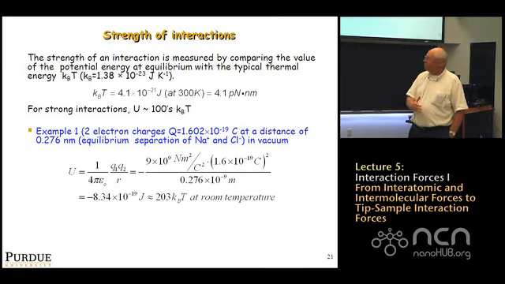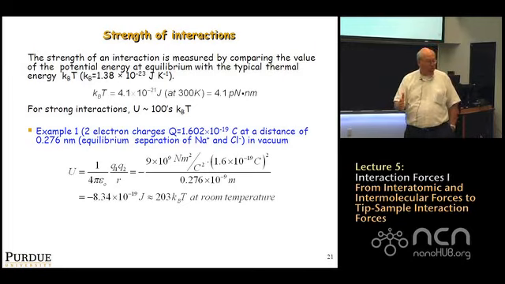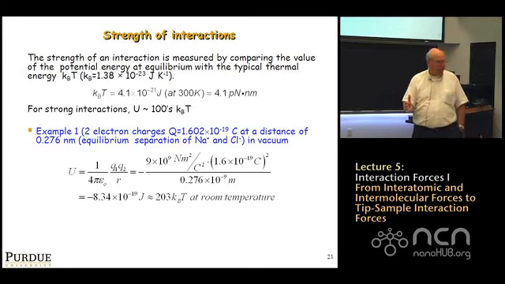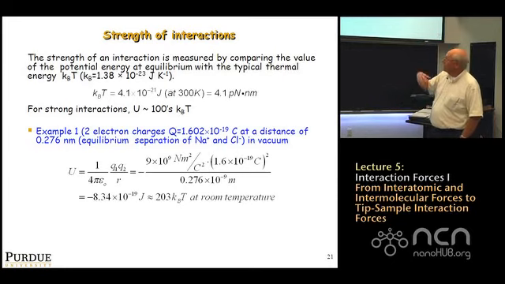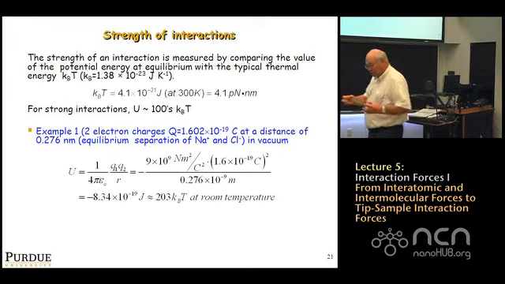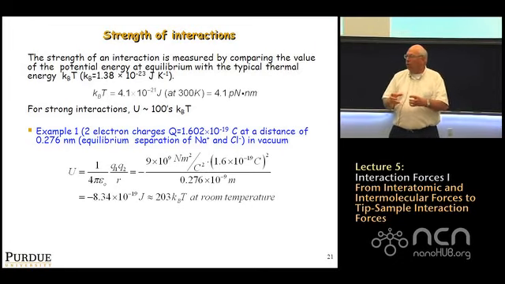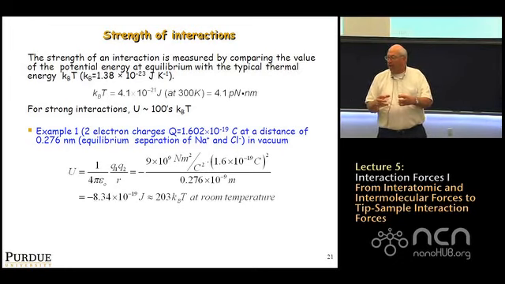For some reason, I can always remember 4 piconewtons acting over a nanometer. So I don't have to always calculate kT, I just remember that number. Okay? So if an electrostatic interaction is strong, these interaction energies U are going to be hundreds of kT, which means that thermal energies at room temperature are not going to cause the system to fluctuate or fly apart.